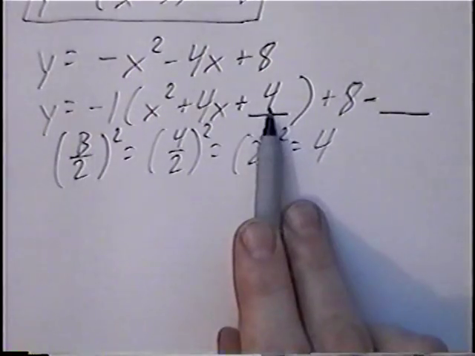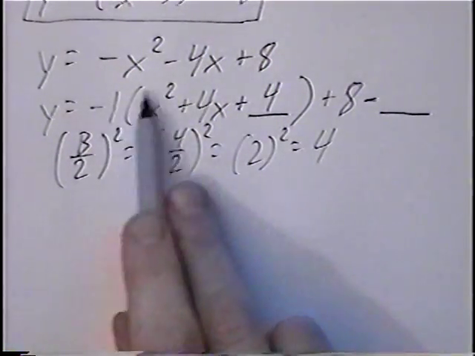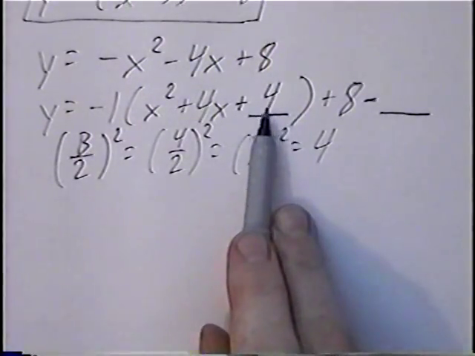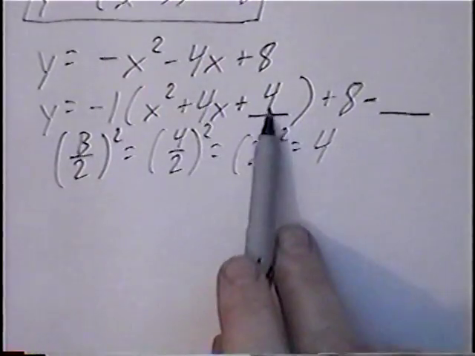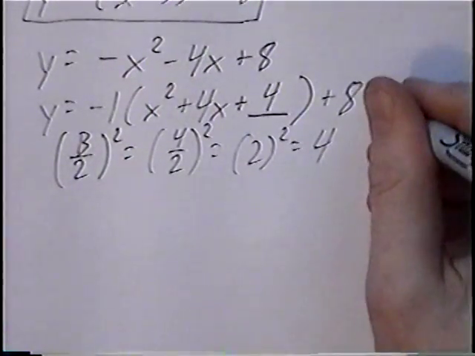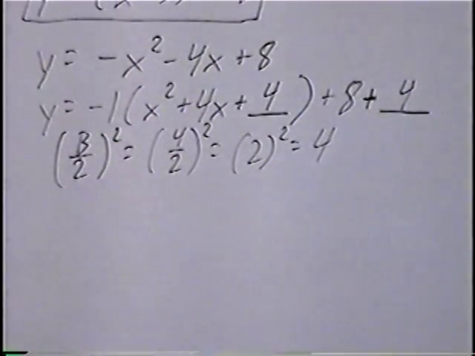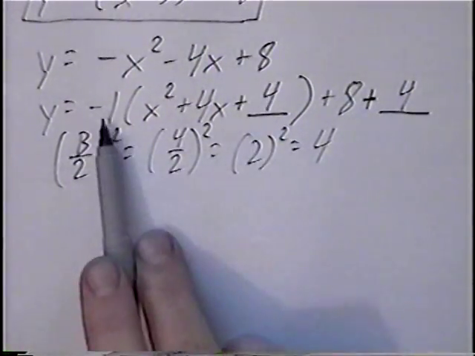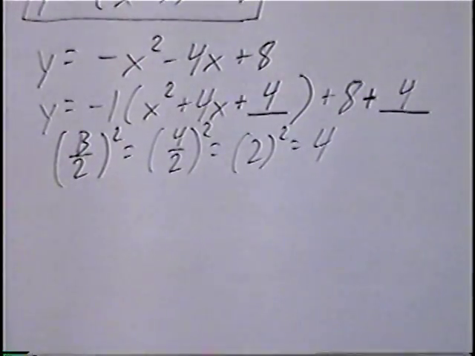Instead of adding 4 though, what we're actually doing is adding 4 times a negative 1. So we're adding negative 4, which is the same thing as subtracting 4. If we're subtracting 4 inside the parentheses, we'll change this one to addition and add 4 on the outside. So negative 1 times 4 would be negative 4. The positive 4 on the outside would cancel with the negative 4.